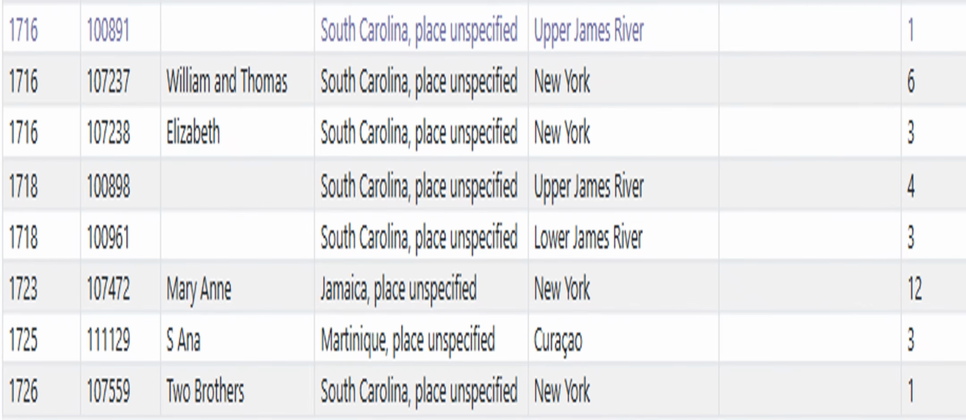1718, South Carolina to Upper James River. South Carolina to Lower James River. And then another transport involving Jamaica. So 1723, a transport of Indians from Jamaica to New York. And then in 1725, coming out of Martinique to Curacao. And that's 1725. And then Indians enslaved in 1726, going from South Carolina to New York.